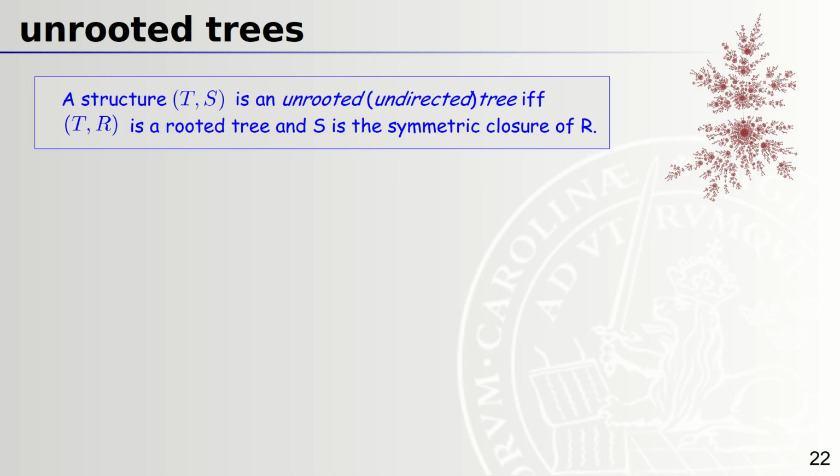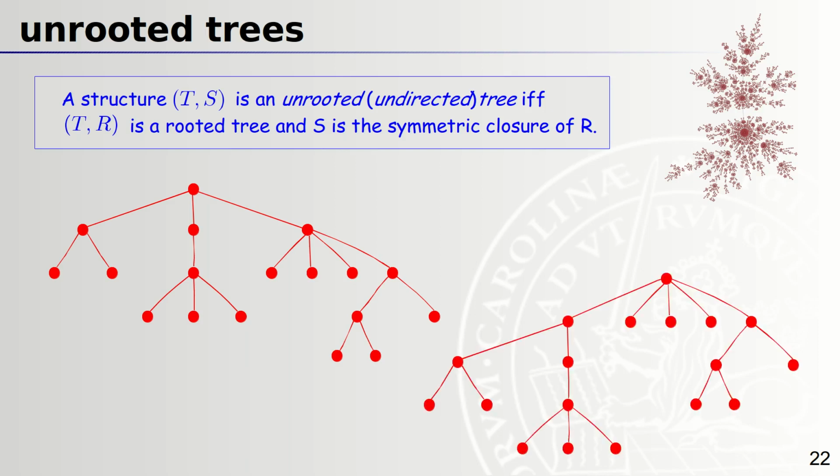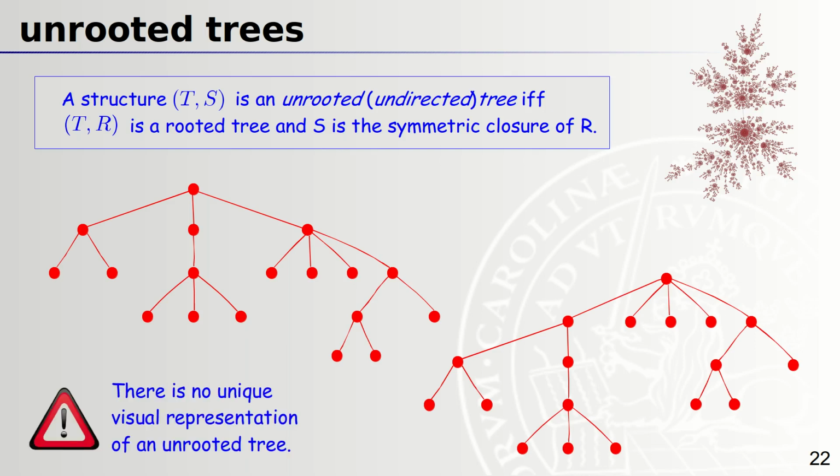Note that since the edge relation is symmetric, an unrooted tree is also an undirected graph. And so we can represent it as a tree without directed links. However, because of that, unrooted graphs can be drawn in multiple equivalent ways. And so there is no unique visual representation of them.